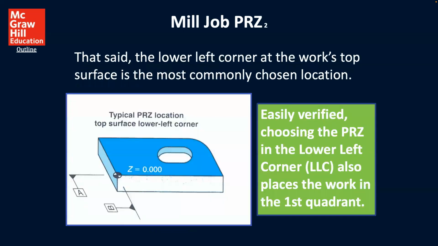So continuing on, mill job PRZ. That said, the lower left corner at the work's top surface is the most commonly chosen location. And so here we're seeing that shown. It's easily verified choosing the PRZ in the lower left corner. LLC also places the work in the first quadrant.